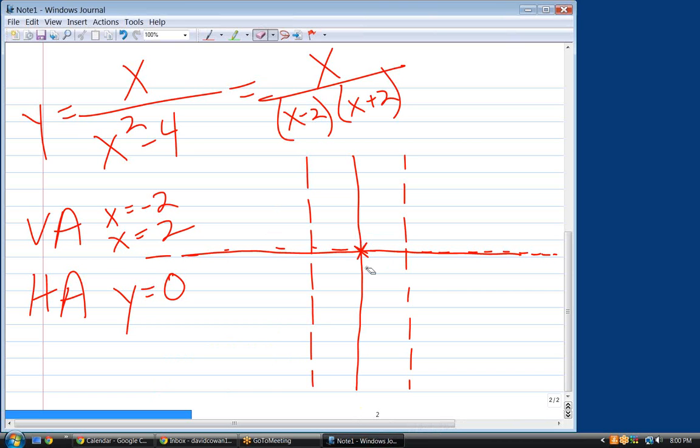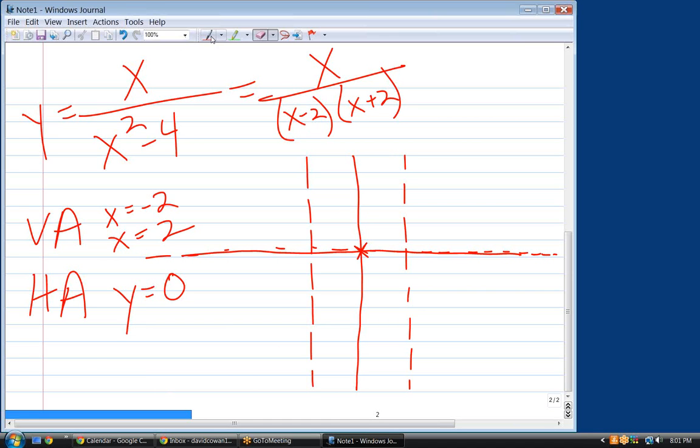Well, the domain is x. What can x not be? 2. It also can't be minus 2. Okay. So the domain is generally more about what x can't be than what it can be. Usually x can be anything. But in this particular case, there are two numbers that x can never be. Because if it's ever 2 or minus 2, it's going to cause division by 0.